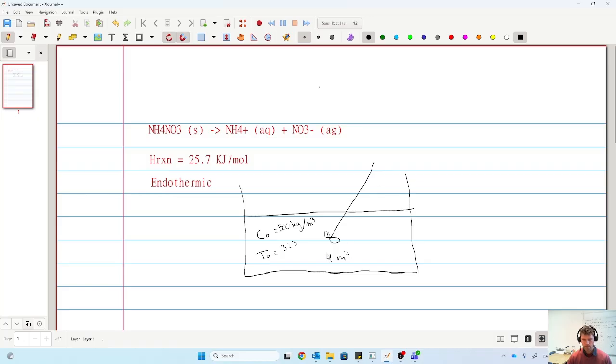And we have a mixer in our reactor that ensures that the mixture is always completely homogeneous. We pretend that we add 500 kilograms per cubic meter of this ammonium nitrate to the reactor, and we have a starting temperature of 323 Kelvin, corresponding to 50 degrees Celsius, and we have a working volume of 1 cubic meter. Let's get into Python to start and code it.